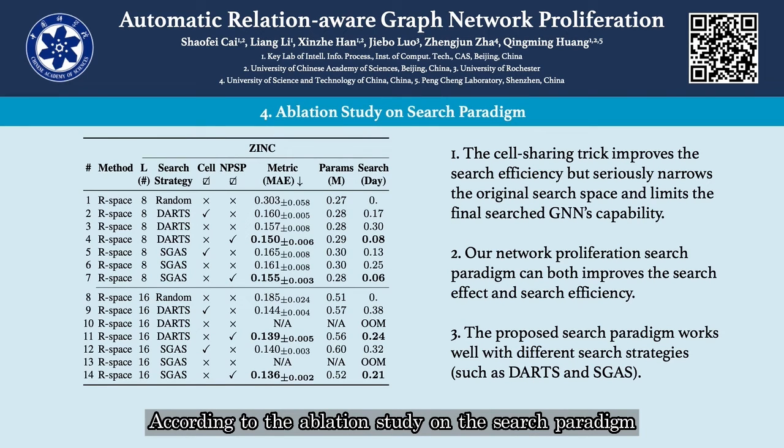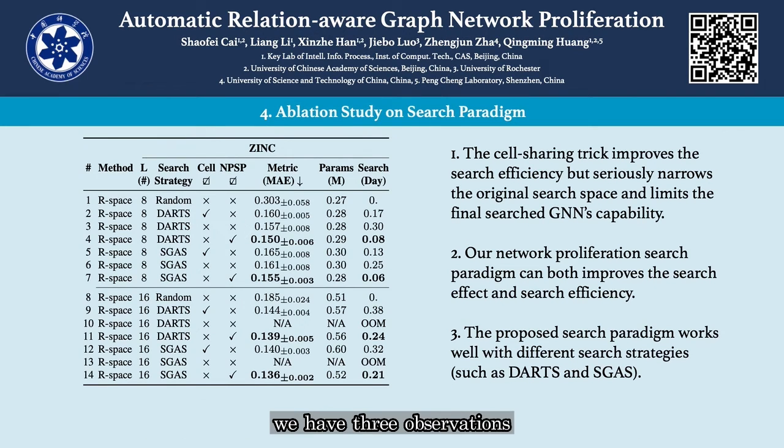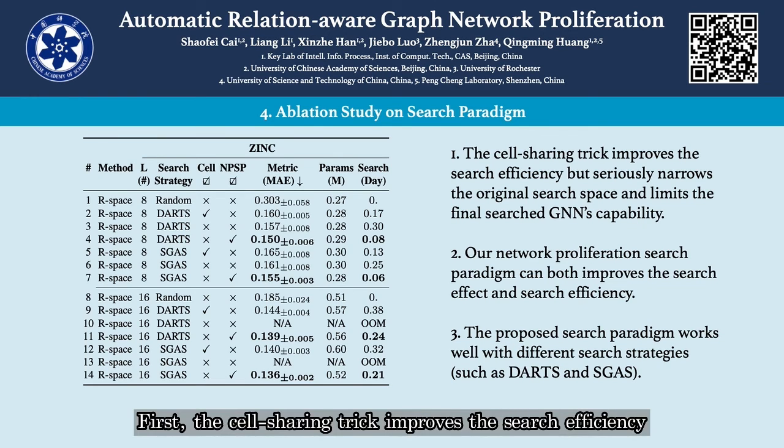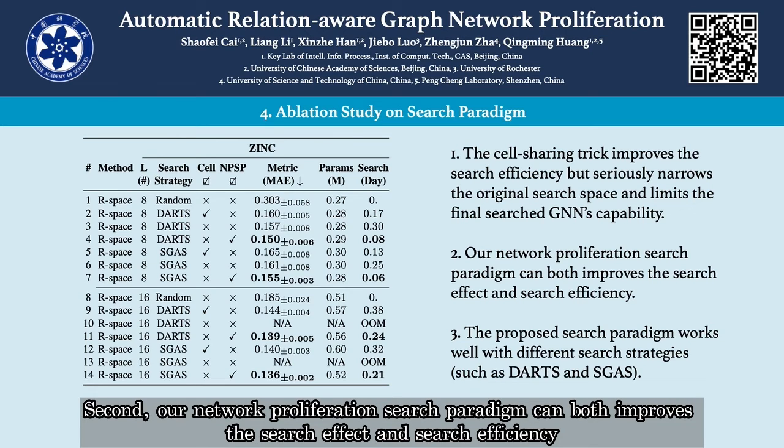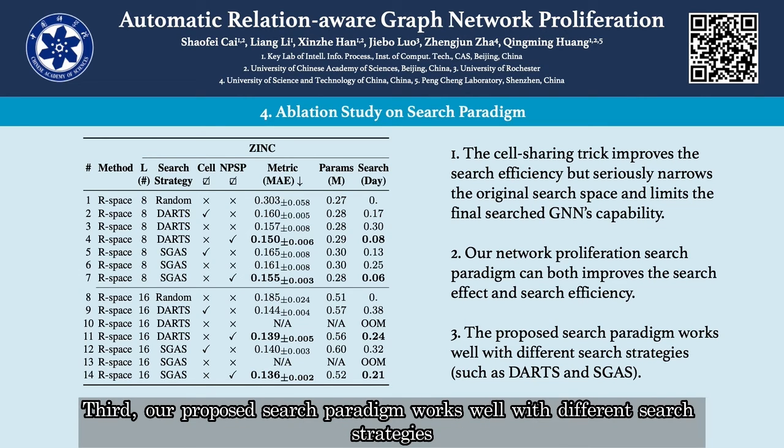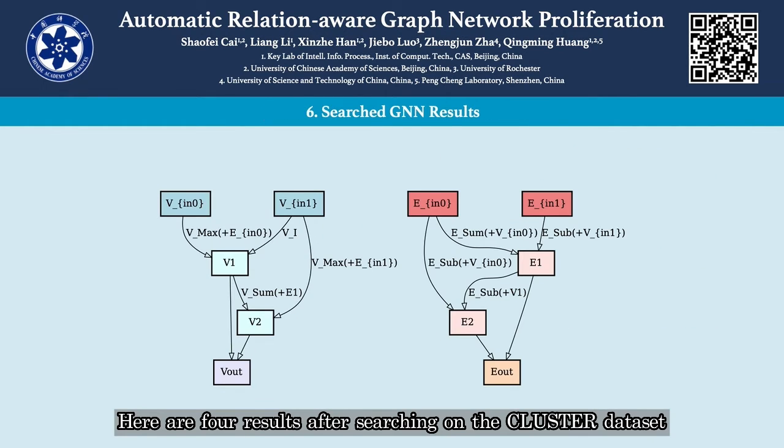According to the ablation study on search paradigm, we have three observations. First, the cell sharing trick improves the search efficiency, but seriously narrows the original search space and limits the final searched GNN's capability. Second, our network proliferation search paradigm can both improve the search effect and search efficiency. Third, our proposed search paradigm works well with different search strategies. Here are four results after searching on the cluster dataset.